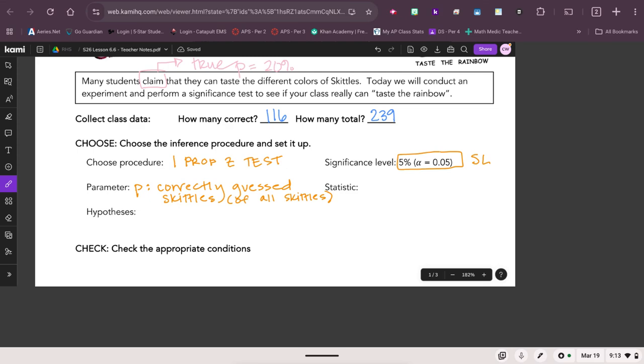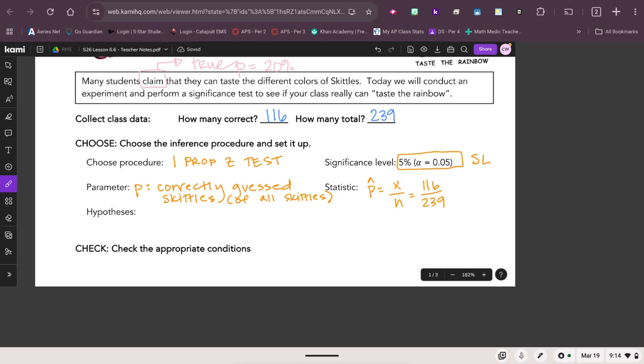The statistic is going to be our sample's. So for me, I'm going to say that P hat is 116. It's X over N, so it's 116 out of 239. You will have to set up your P hat based on the class data that we gathered on Friday. Okay, so be sure you're using your right numbers there.